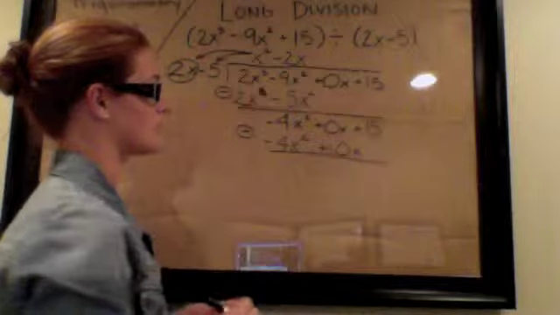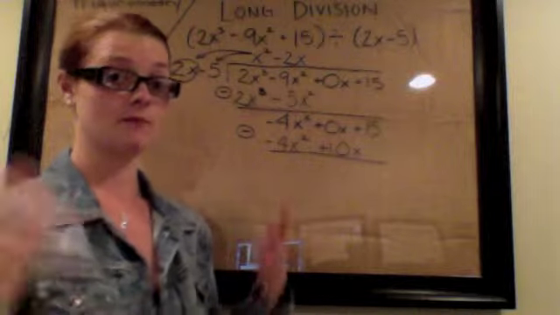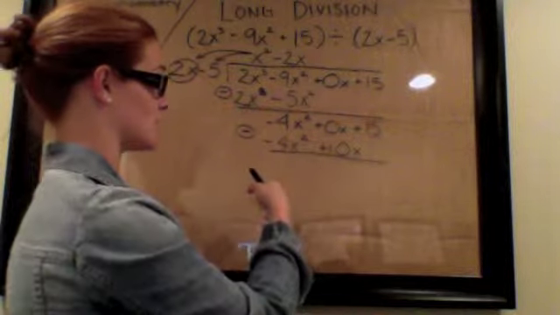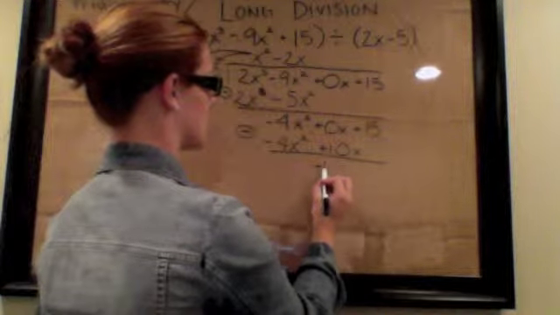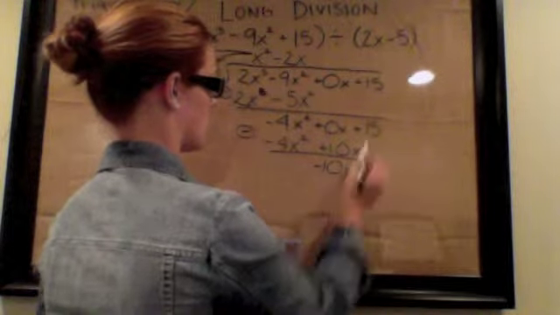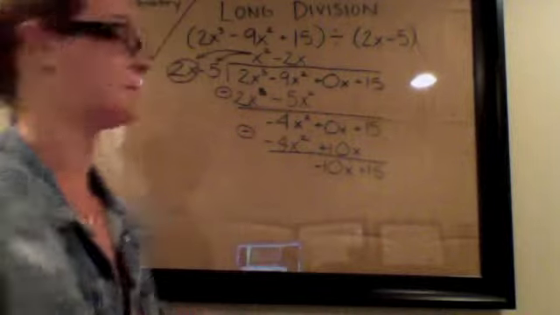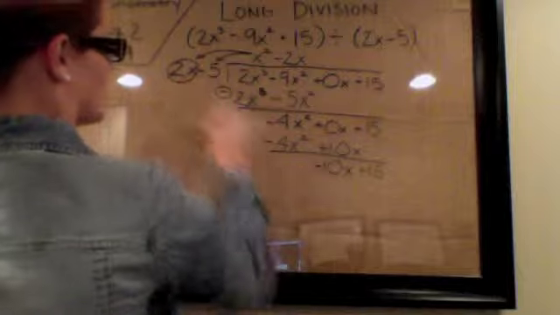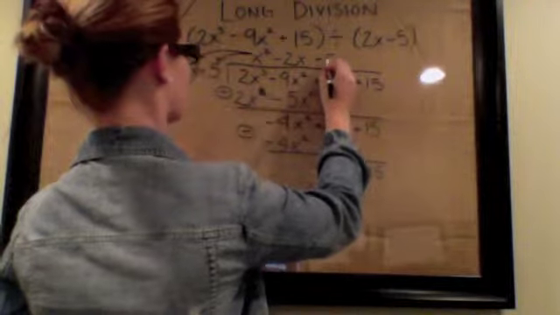We have negative 4x squared minus negative 4x squared, which really becomes adding, which was the goal. We're going to get rid of these two terms. Now we have 0x minus positive 10x, leaving me with negative 10x, and I bring down my plus 15. All right, my last one. How many times does 2x go into negative 10x? Well, that answer would be negative 5.